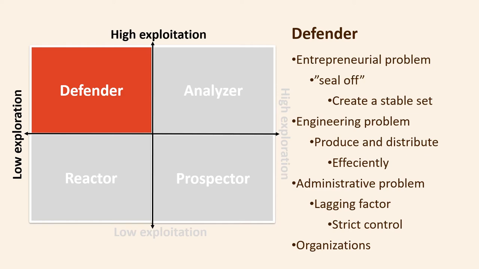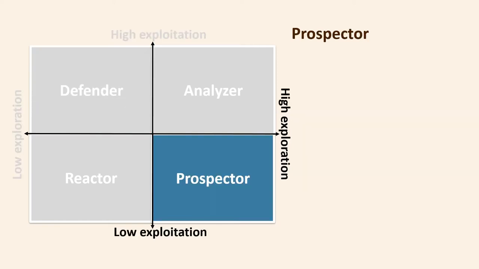They have no flexibility. The second organization type is the prospector in the lower right corner. In many ways, prospectors are just the opposite of defenders.